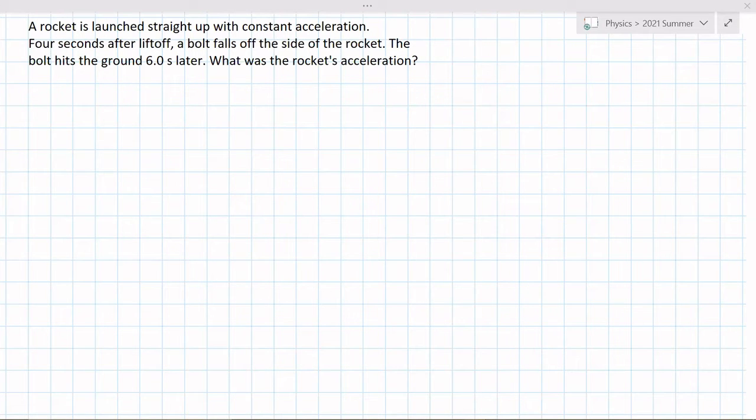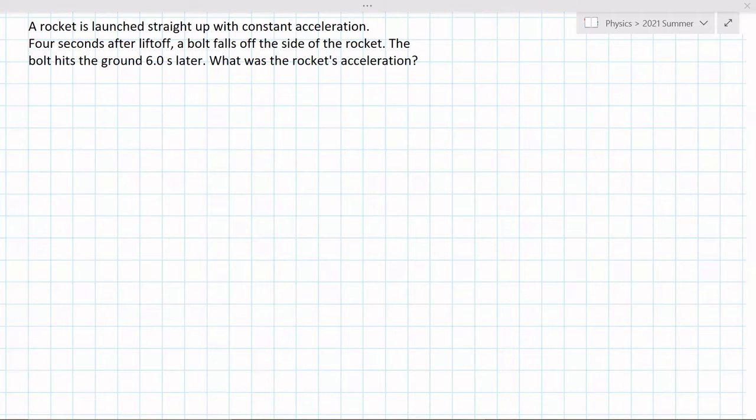Let's solve a somewhat challenging problem related to motion in one dimension with constant acceleration. While I'm reading this problem, I'm not thinking about how to solve it. I want to focus on what the problem is about and what exactly is being asked. So let's get started. A rocket is launched straight up with constant acceleration.